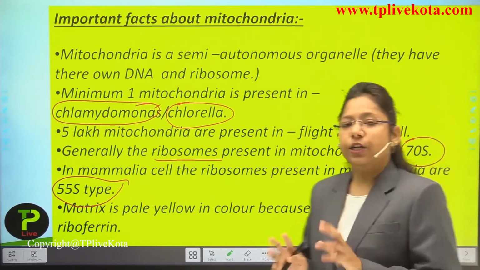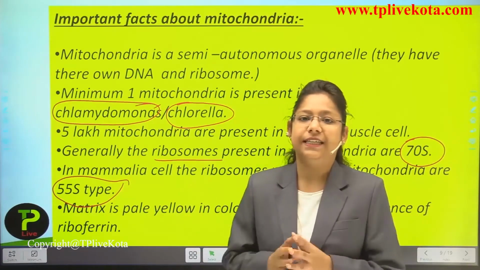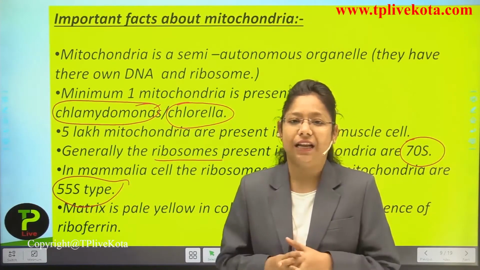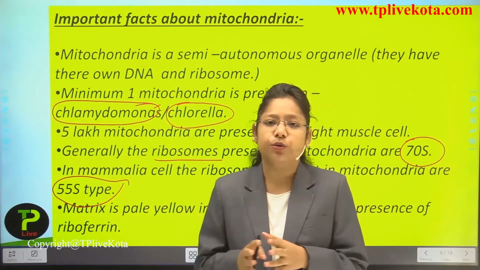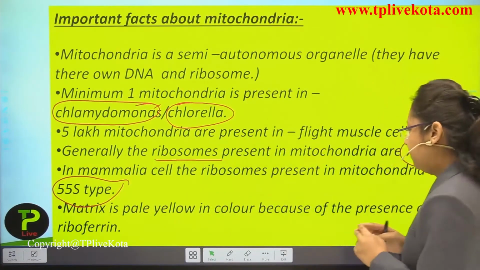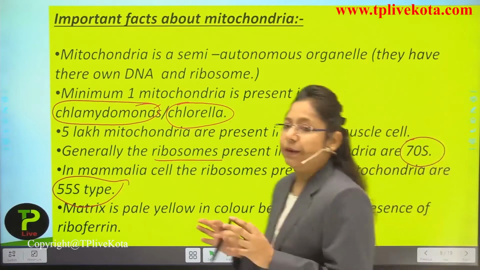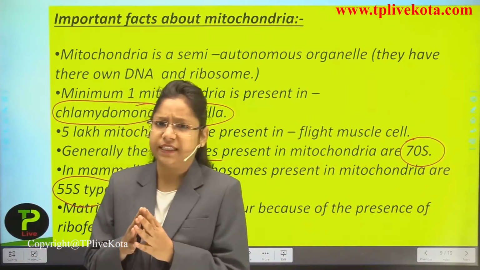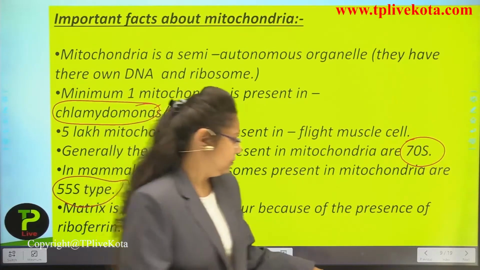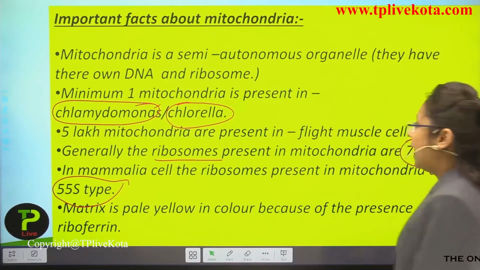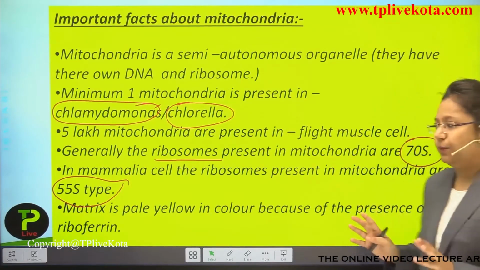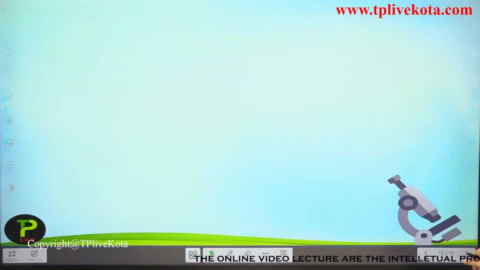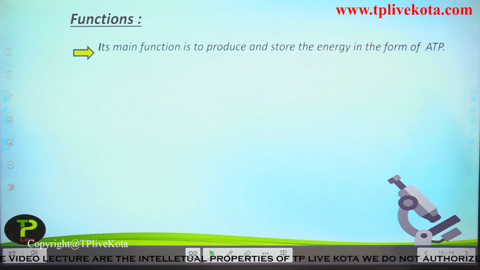And I told you that the matrix present inside the mitochondria is pale yellow in color, and that is due to riboflavin. The pigment present inside the matrix is known as riboflavin, and that is why it is seen as pale yellow in color. Now, the mitochondria facts part is over, and we will see the functions of mitochondria.